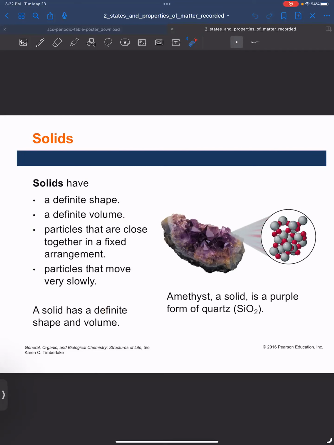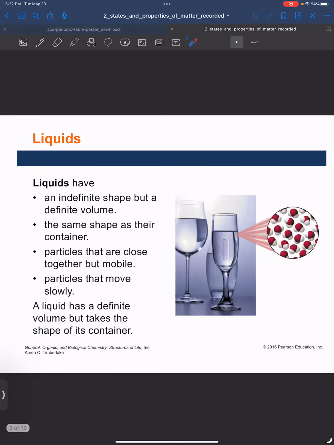And this is an example of amethyst, which is a solid. It is a purple form of quartz, which is made of silicon dioxide. So solids are a state of matter. We also have liquids. Liquids have indefinite shape, but a definite volume. So they take the shape of their containers. So you can see this glass of water is taking the shape of these different containers.